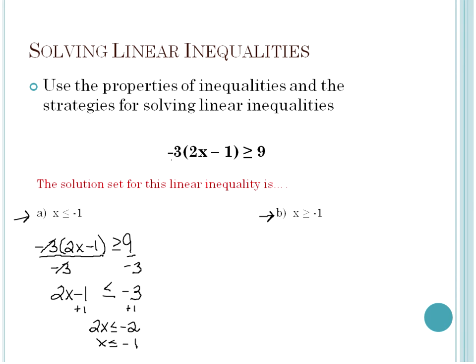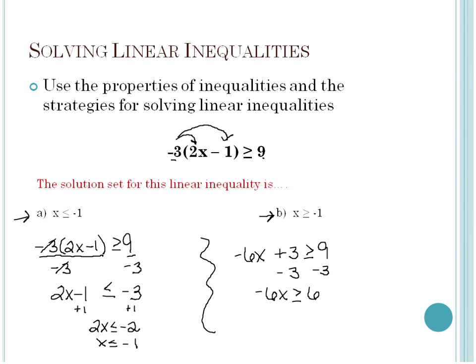I realized that 3 was a factor of 9, so they would divide very easily. So I could also approach using the distributive property. And if I use the distributive property, I would see that I would have -3 times 2x, or -6x, and -3 times -1 is +3, is greater than or equal to 9. And now I can approach it two different ways. I could subtract 3. And I'd get -6x is greater than or equal to 6.